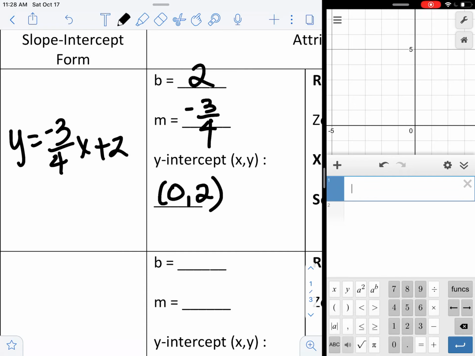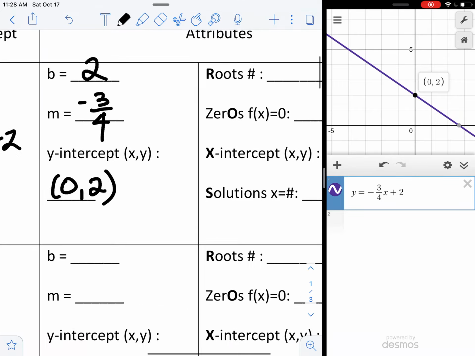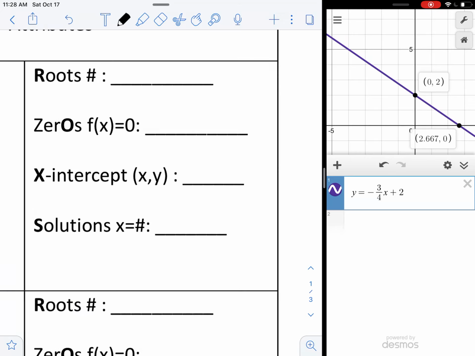You can verify this in your calculator by saying y equals -3 divided by 4 x plus 2. And so here's our y-intercept. It shows you that coordinate over there. So then the last step is going to be finding all of your x-intercepts and how they're written. So our x-intercept is right here. It's written as a decimal, and that's totally okay. So it says root, so it's written as a number. So you're going to write it as 2.67, so round to the nearest tenth.